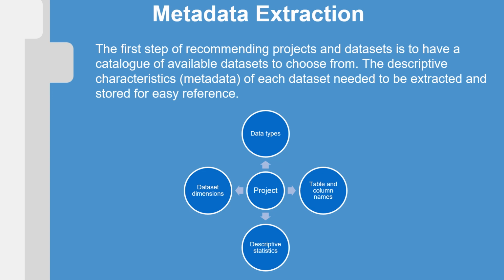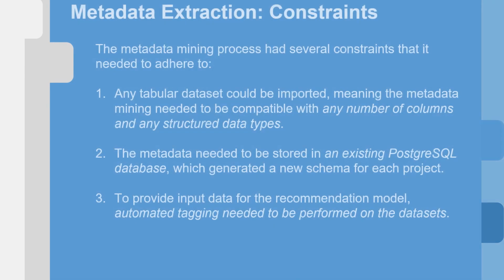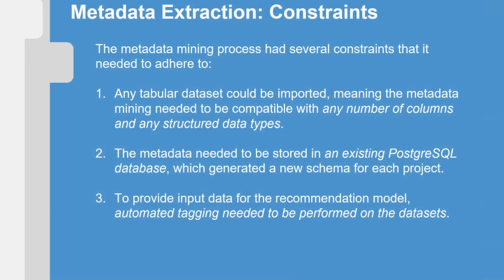The first step of recommending projects and datasets is to have a catalog of available datasets to choose from. The descriptive characteristics, the metadata of each dataset, needed to be extracted and stored for easy reference. The metadata mining process had several constraints. Any tabular dataset should be able to be imported. The metadata needed to be stored in the existing PostgreSQL database, and automated tagging needed to be performed on the datasets.